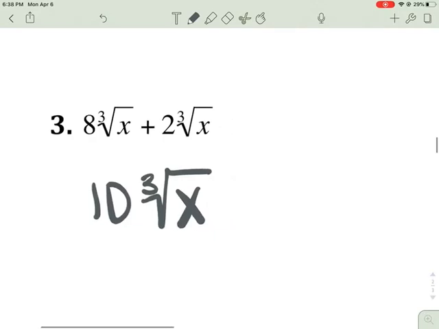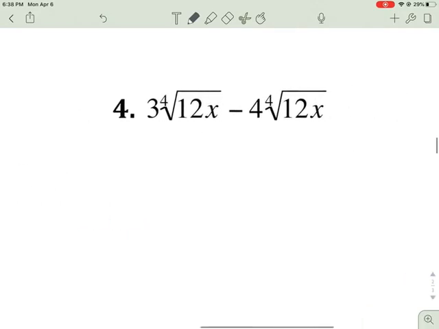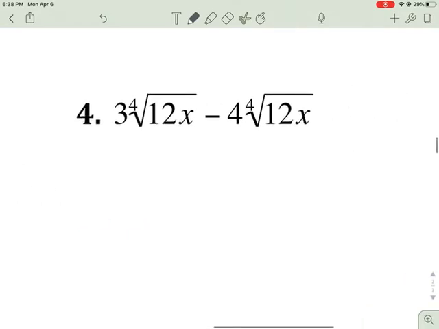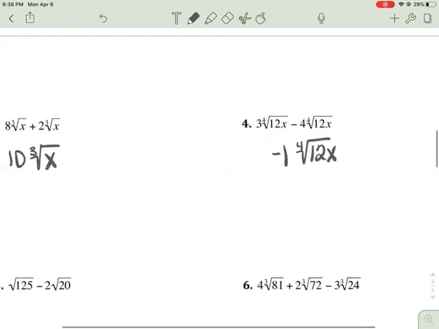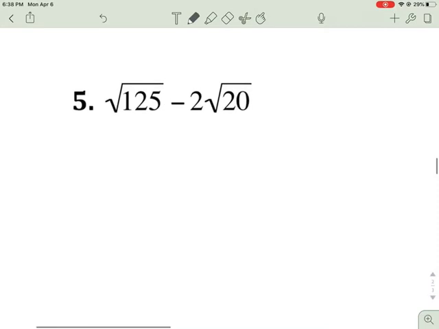All right, so let's try something a little harder. Oh, no, it's still the same. Okay, so -1 fourth root of 12x. All right, so we can't do anything with that fourth root. So let's come down here to number 5.